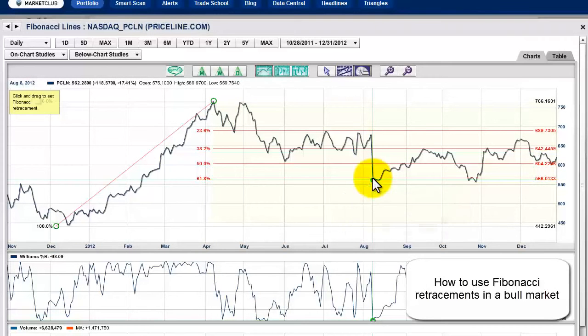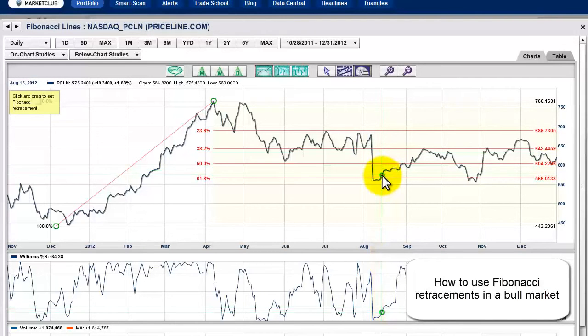The other tool you can use in conjunction with the Fibonacci is the Williams percent R tool. And when it gets very oversold like here, you can see there's the low there, the 61.8% retracement, very oversold, and it just shows a little bit of turn. That's a good time to be a buyer. It's a low risk buy. So that's how you use the Fibonacci tool in a bull market.